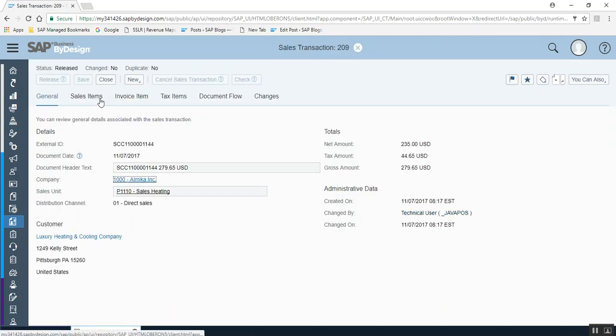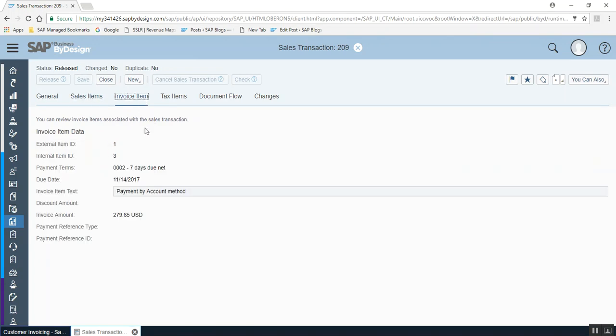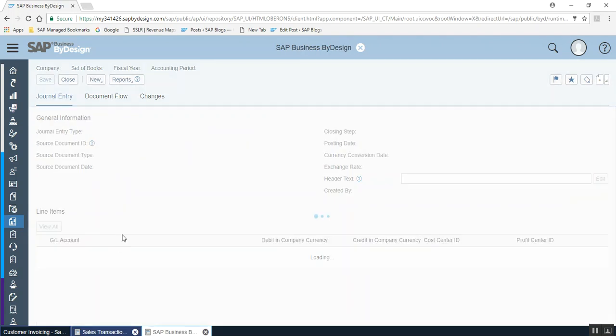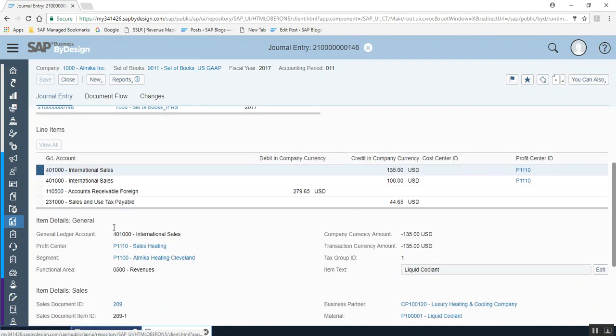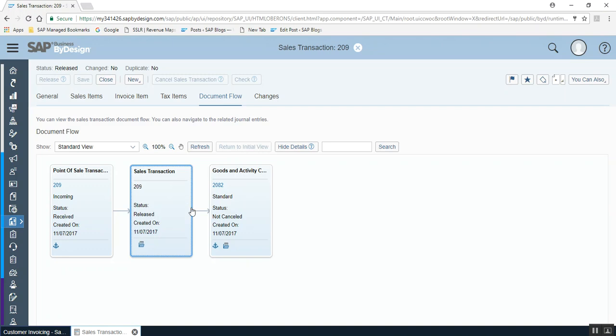Let's take a look at the details of the sales item. These are the two items, and the invoice item. The invoice item comes up only when the payment method is account sales. You can see that the account would pay by a certain date, a certain amount. Let's take a look at the interesting part of the GL entries. In this case, the GL entries say account receivable by foreign. This is where the GL posting that has happened is different from cash or card payment.